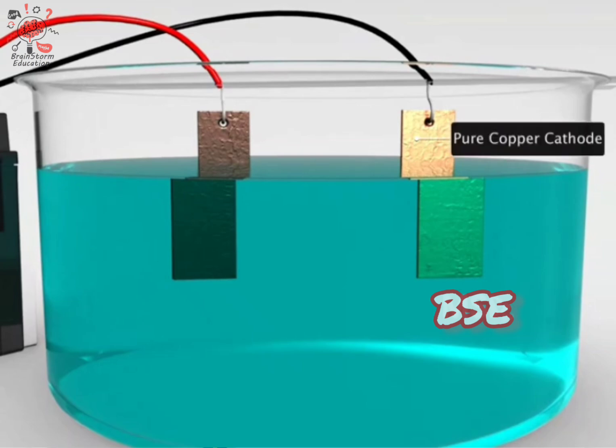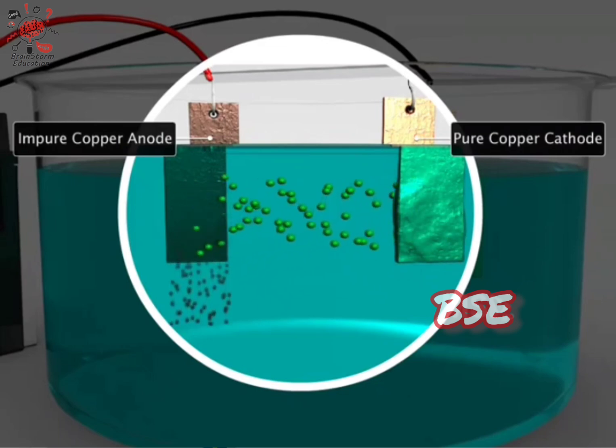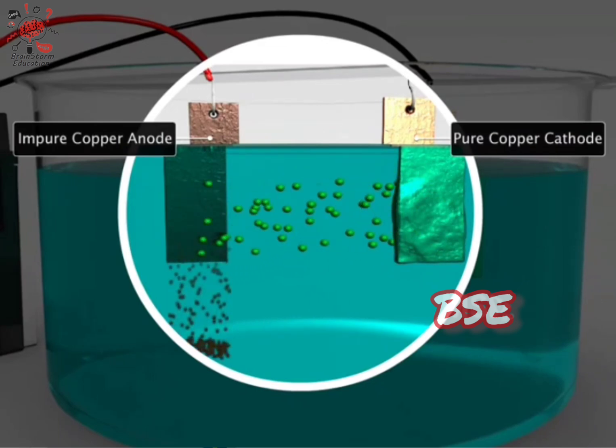Pure metal is used as the cathode and impure metal is suspended as the anode. On passing a current at suitable voltage through the electrolyte, the pure metal goes into the electrolyte and an equivalent amount of pure metal is deposited on the cathode. Soluble impurities go into the solution and insoluble impurities settle down at the bottom as anode mud.